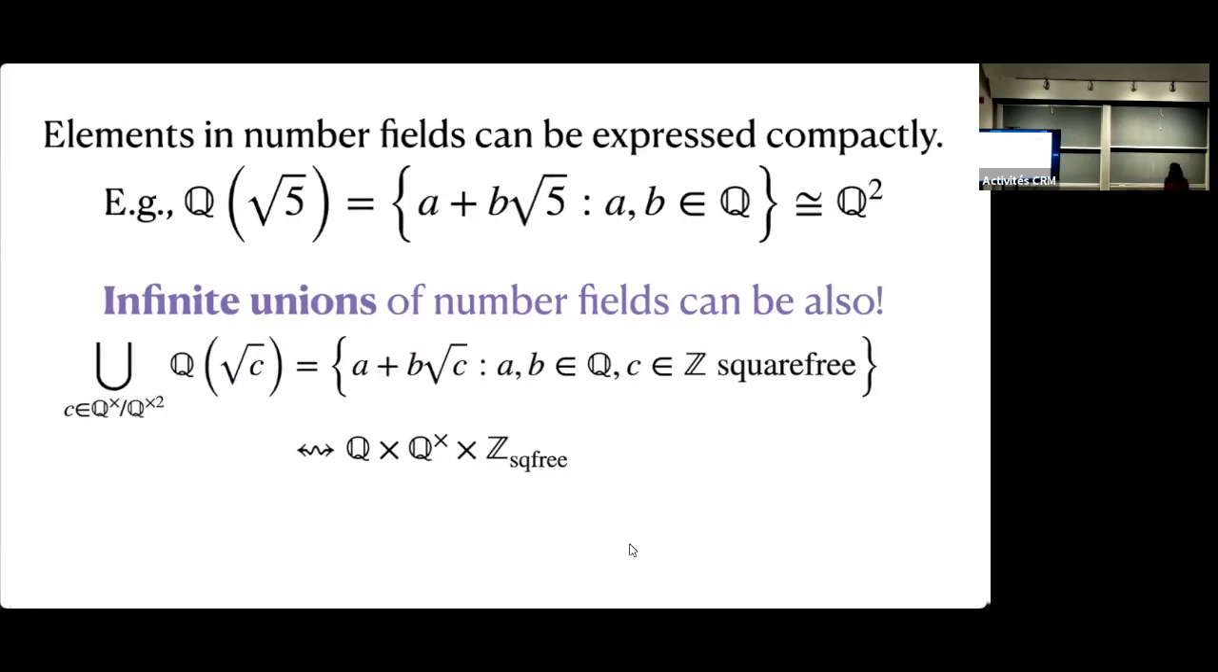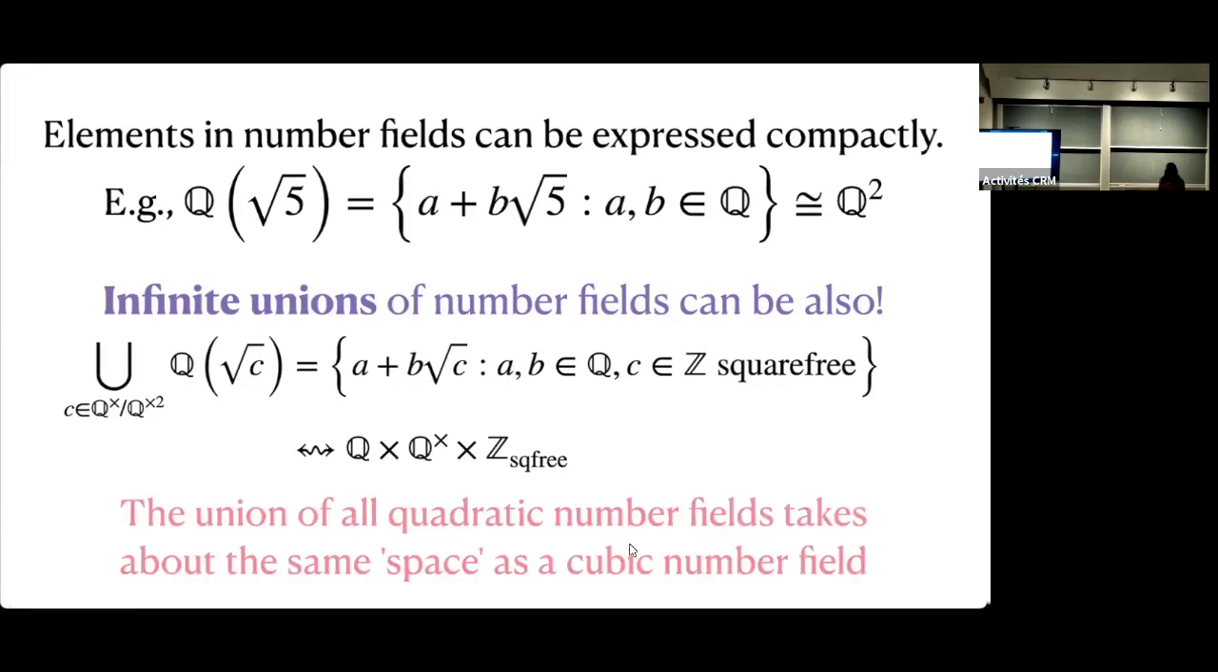So for instance, if I take any quadratic algebraic number, so anything that can be written as a plus b square root of c, even though the c is varying, these are infinitely many different fields, describing all of this is basically the same as keeping track of two rational numbers and an integer. So in some sense, the union of all of these quadratic number fields takes about the same amount of space as a cubic number field, in some sense. Okay.